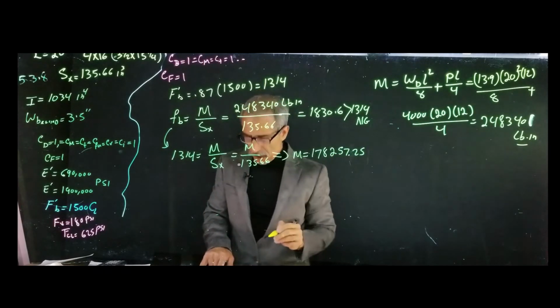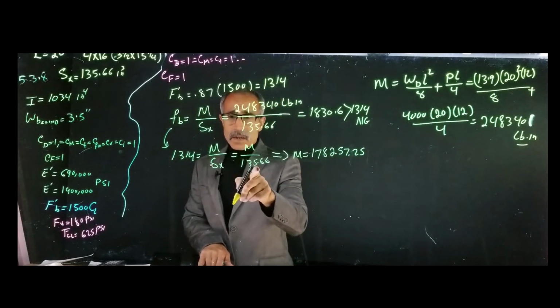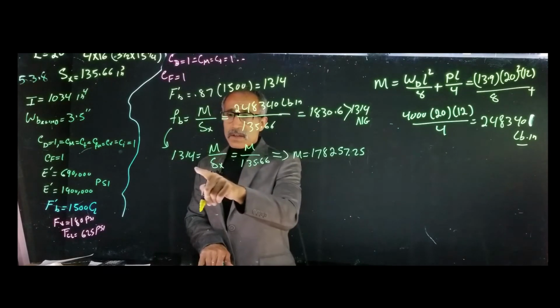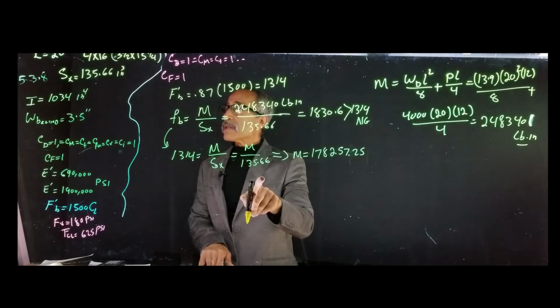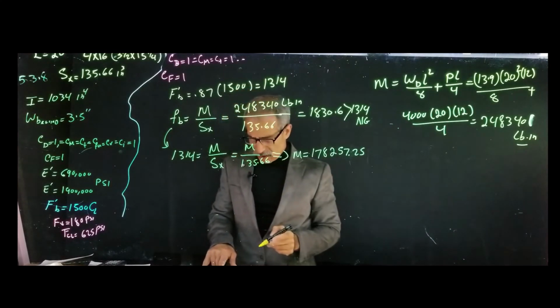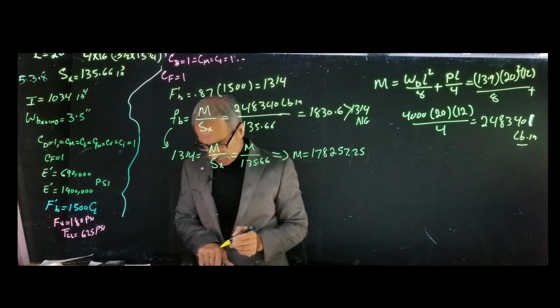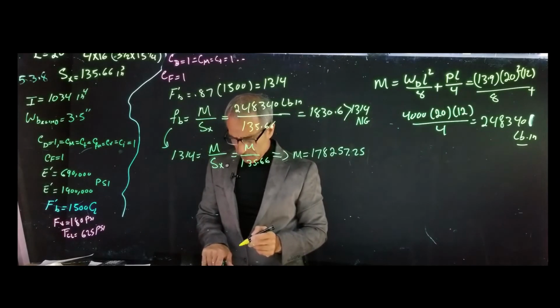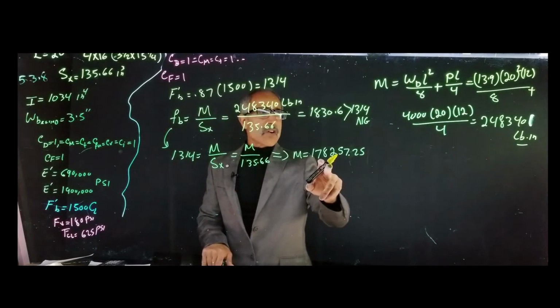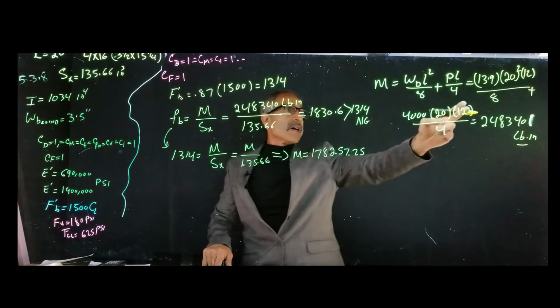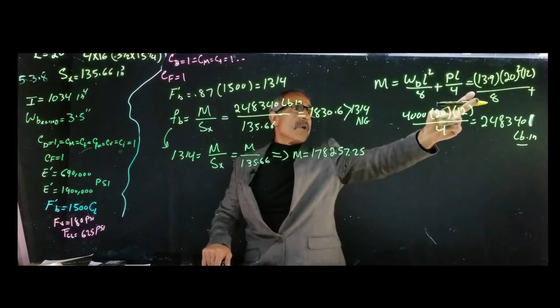and that gives me about M is equal 178,257.25. That's a pound. This is an inch. That's a PSI, pound per square inch, and that is an inch cube. So that's come out to pound inch. However, this is just a moment. Let's take the beam moment out of it.